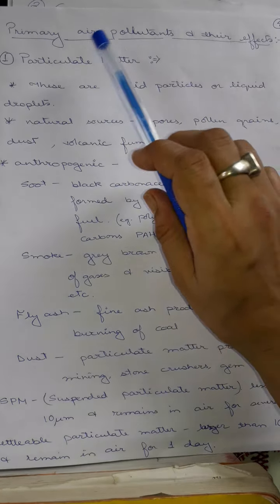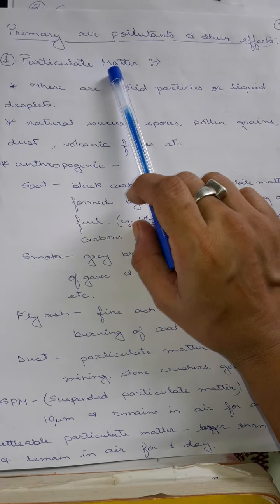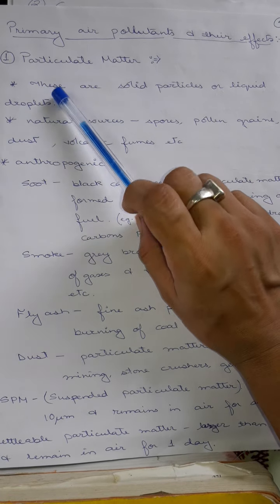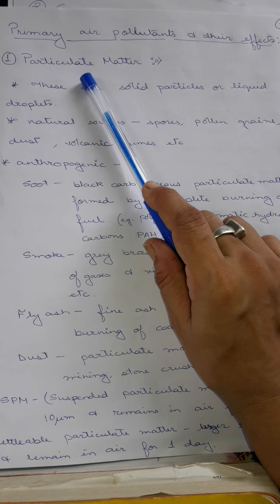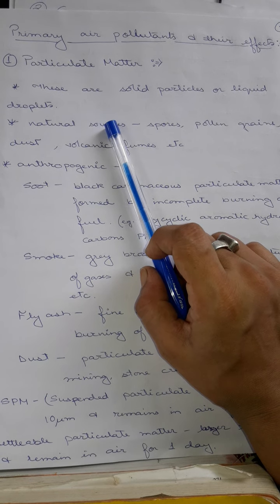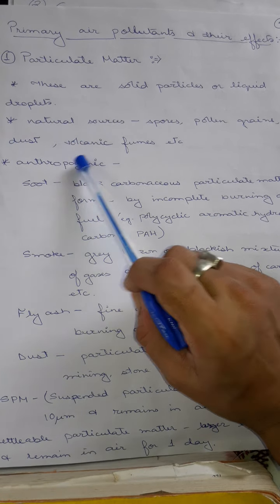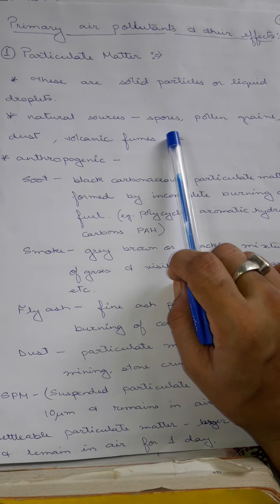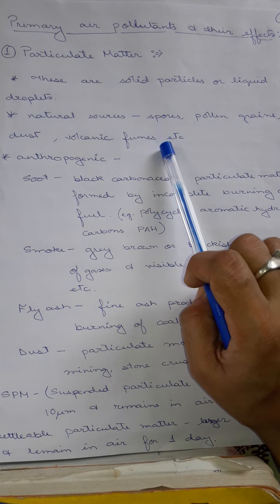Now basically we study two different types of air pollutants, primary and secondary. The primary air pollutant consists of particulate matter. Particulate matter means the solid or liquid particles that are present in the air. Here the natural sources may be spores, pollen grain, dust, volcanic fume, like that.